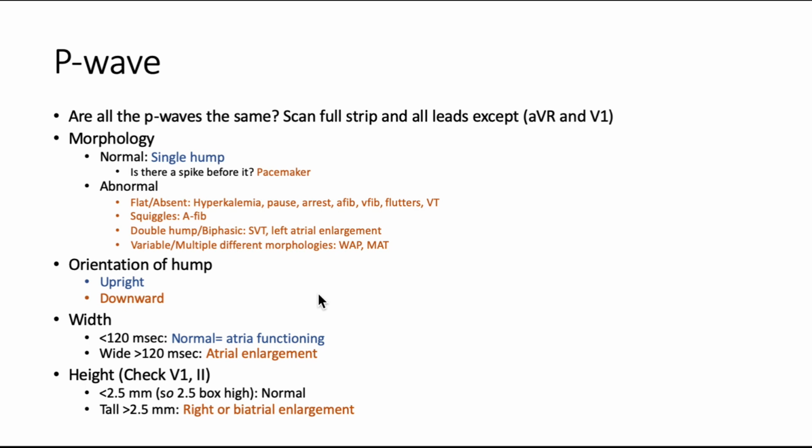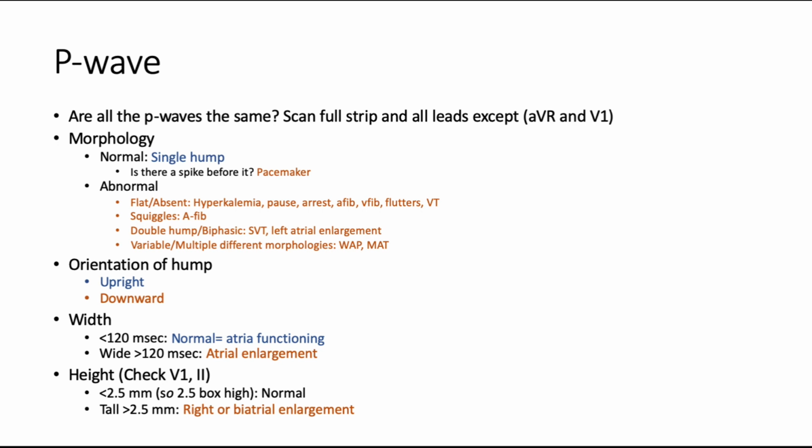Then you look at, it may be a normal single hump, but is it upwards or downwards? It should be upright, and it's abnormal if it's downwards. Then you can determine the width of that actual P wave. It should be less than 120 milliseconds. That means the atria is functioning normal. If it's wider than that, we're usually looking at something like atrial enlargement, because it takes a lot longer for the atria to deliver that entire P wave because it's still depolarizing, which kind of gives you a good indication on EKG of the size of that atria.